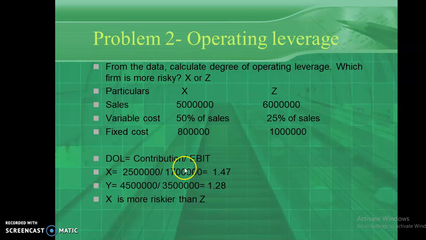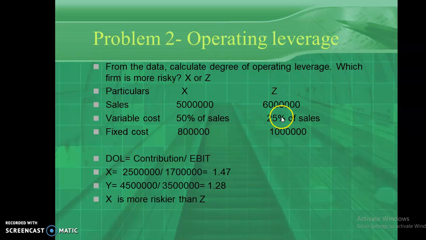So you want to prepare that statement. Sales minus variable cost, contribution. Contribution minus fixed cost, EBIT. So you will get this EBIT after doing this calculation. Then you will get the degree of operating leverage for firm X as 1.47. Just like that, you can calculate the degree of operating leverage for firm Z.